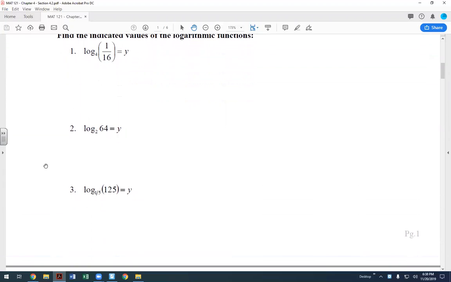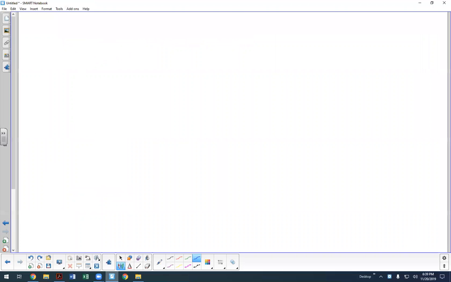So 2 is given to us as log of 64 with base 2 equals y. So same thing, we're trying to find y in this case. So let's go ahead and take a look at it. So log of 64 with base 2. Again, convert this into exponential form first. So since my base is 2, this will become 2 raised to the power of y equals 64.